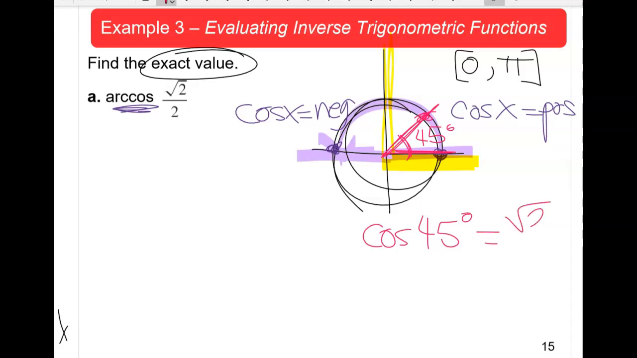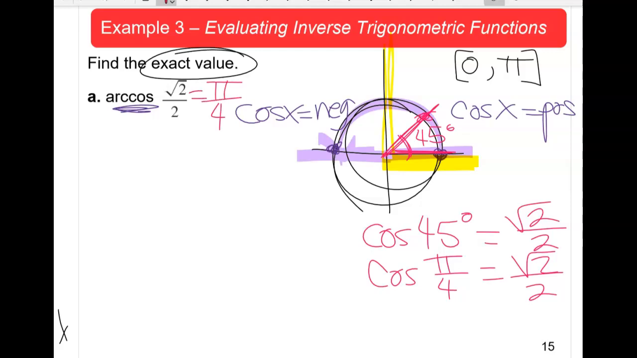So depending on what your question on WebAssign is asking, if they want the answer in degrees or in radians, then you will have to answer accordingly. In my case, I'm just going to give my answer in radians, and I'm going to say that it is pi over 4. If you were to put this in the calculator, you might get the correct answer, but you might get a decimal, and WebAssign is not going to take that as the correct answer, just so you know.